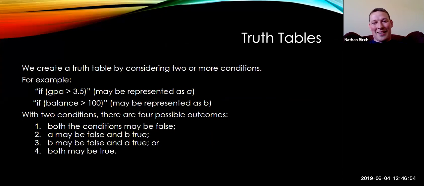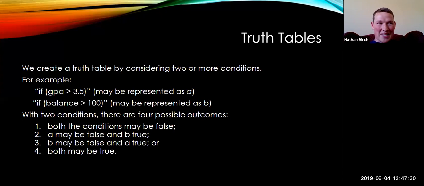Truth tables are kind of intense. They're extremely helpful to work through things and see how things work in every scenario possible, but they can be kind of tough sometimes. So we create a truth table by considering 2 or more conditions. Let's have condition A and B. Our first condition is if GPA is greater than 3.5 and if balance is greater than 100, for example. With 2 conditions, there are 4 possible outcomes. Either both are true, both are false, or A is true and B is false, or reversed, B is true and A is false. Those are 4 possibilities with 2 conditions.